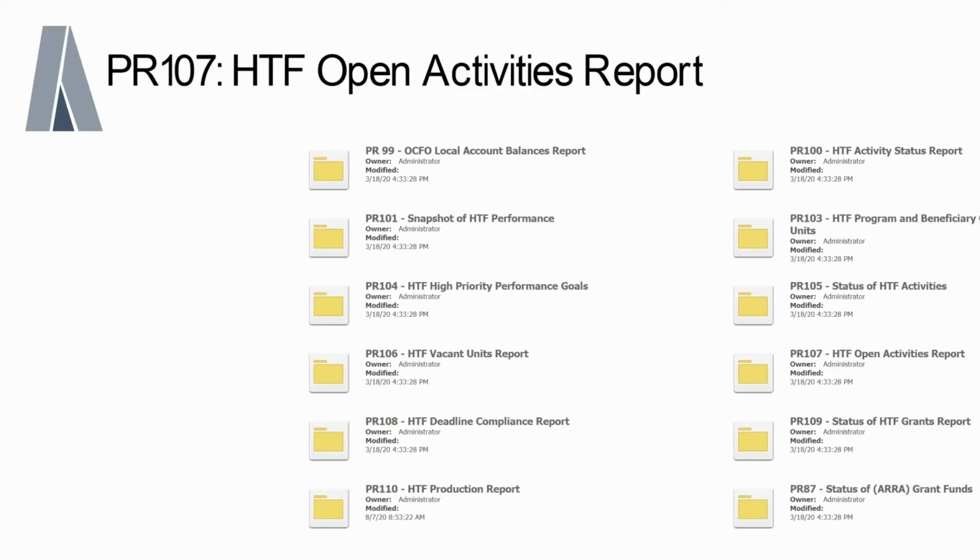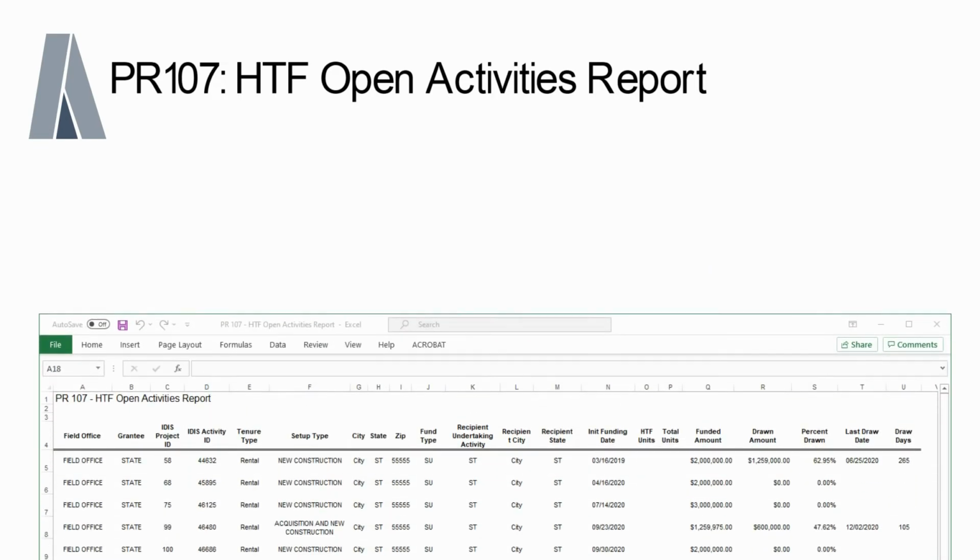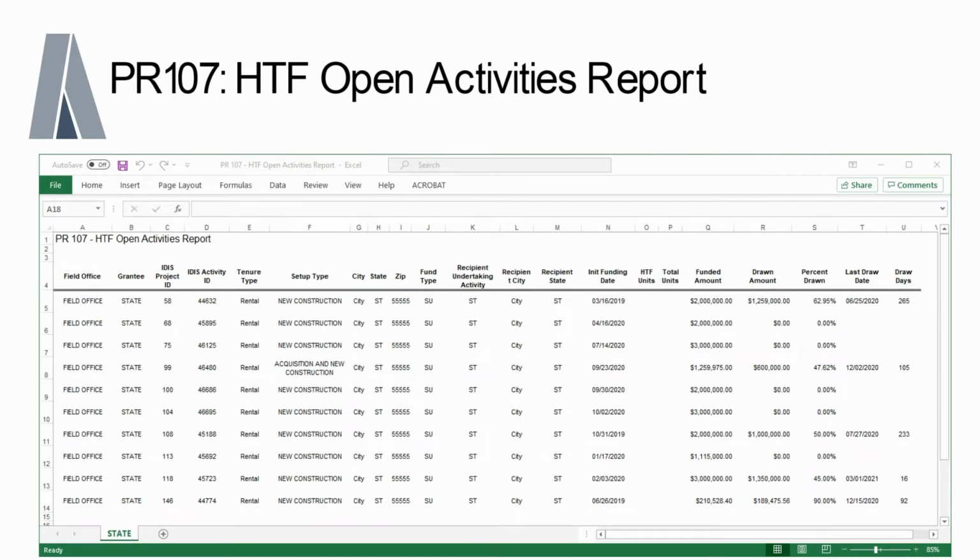Next, let's review the PR 107 HTF Open Activities Report. The PR 107 report identifies all HTF activities that are in open status in IDIS. This report is useful for tracking the progress of HTF projects that are currently underway.